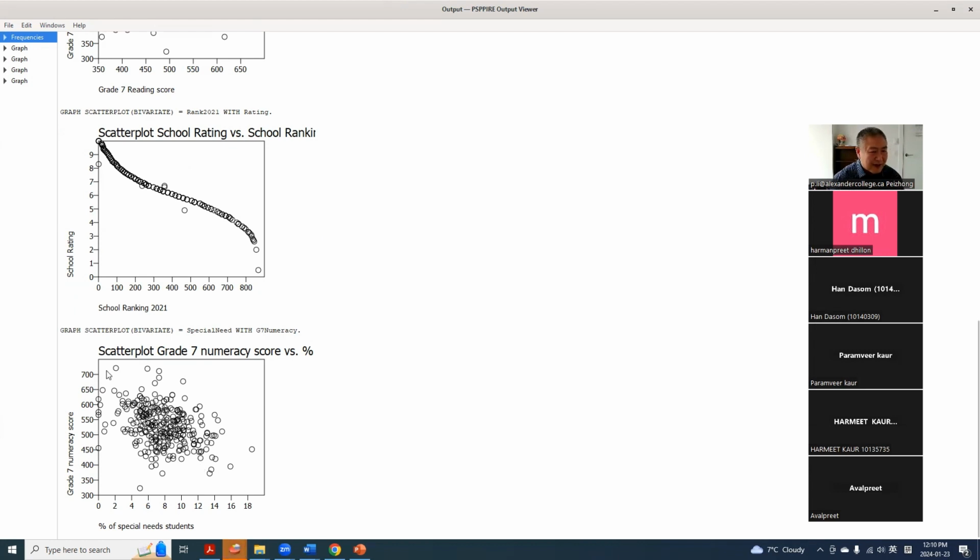You see a line, you see a linear trend. So the general trend is that these schools have a high percentage of special needs students, 18%, 16%, and they also have lower grades on numeracy scores. And these schools, generally speaking, have a lower percentage of special needs students, and they tend to have higher numeracy scores. So overall, you have a negative correlation.